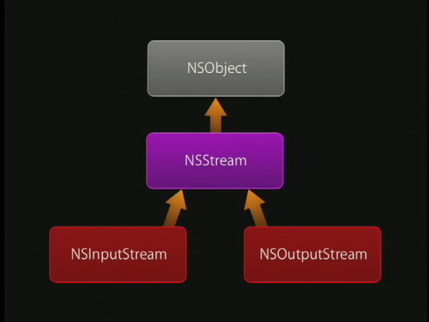So NS stream is a subclass of NS object. And there are two subclasses there that we care about. One is NS input stream. One is NS output stream, as you can probably guess. NS input stream is useful for getting data from another process. NS output stream is for sending data to another process.